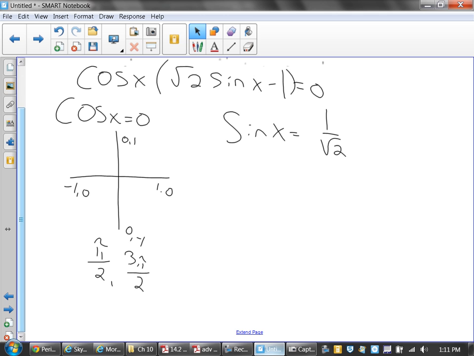I'm looking for cosine being 0. Okay. If it was sine, yes. Now, sine being 1 over root 2, which triangle does that drop me into? 45. Drops me to the 45s. So that's pi over 4. And sine is positive in first and second. So we're at pi over 4 and 3 pi over 4. So those are my 4 possible solutions for these problems. Okay.